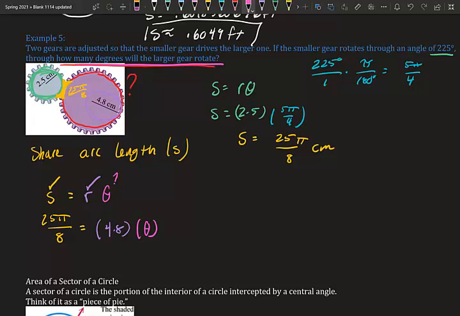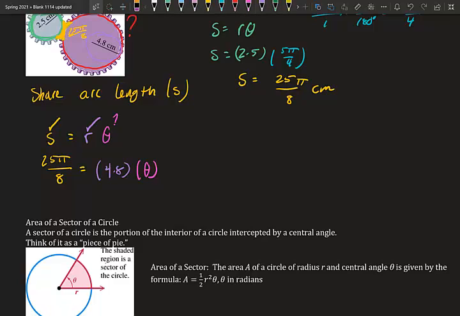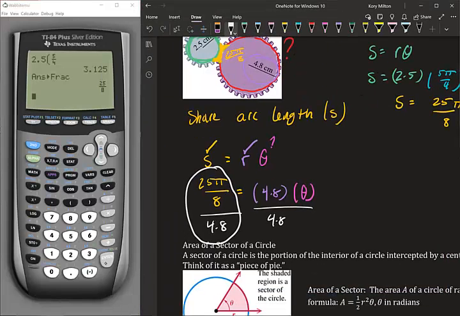So we can solve for theta by dividing by 4.8. Are we going to plug this into our calculator? All of it. We don't need to actually work this out at all. All right, there's two ways that we could do this. If you have a newer calculator, I'll show you one way. If you have an older calculator, I'll show you that way. So if you have a newer calculator, the whole thing's a fraction. So alpha y equals enter. And then on top, we have another fraction. And so we have 25 pi over 8. And then we're going to have 4.8 on the bottom.